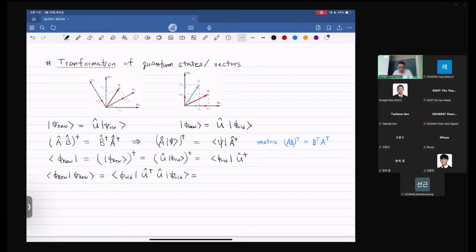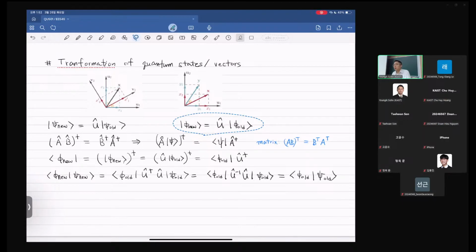So if U is a unitary matrix, then by definition its dagger is its inverse matrix, and the inverse times U is an identity matrix. You are proving that. So let me wrap up. If you have this relationship, and you assume U is unitary, then actually your inner product doesn't change.